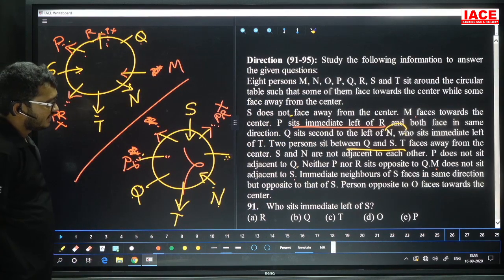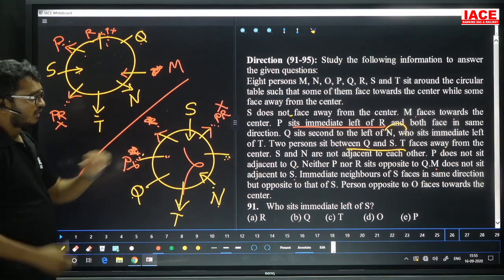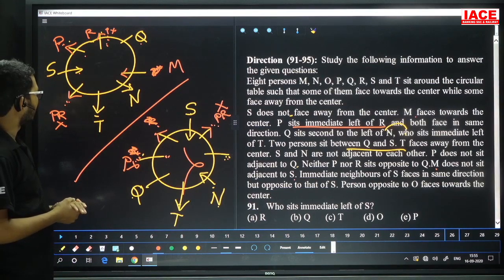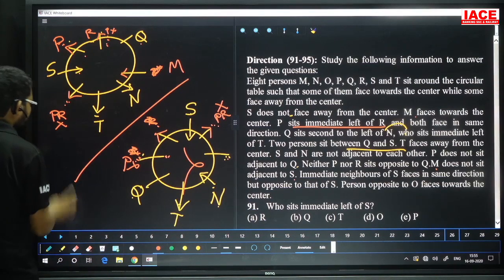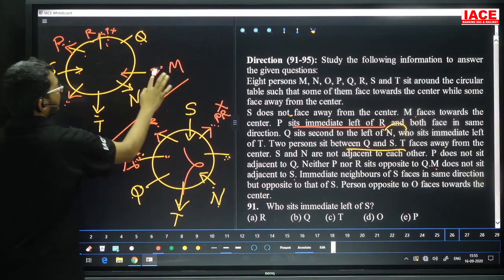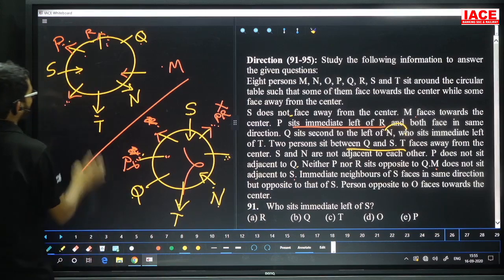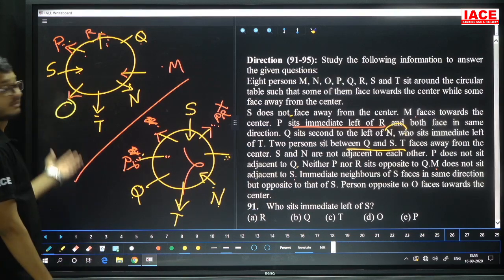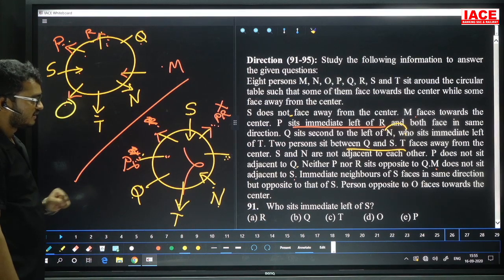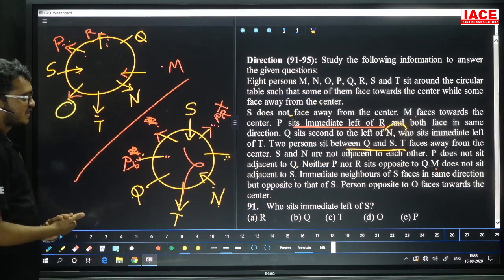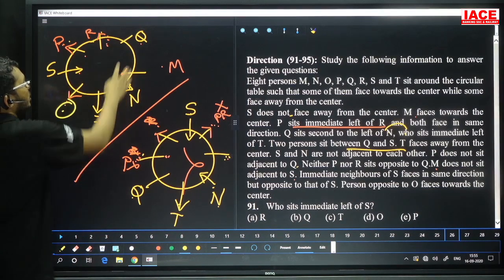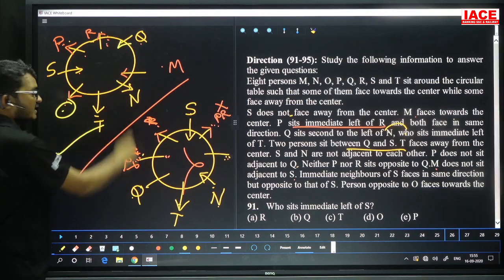Next point is what? The person opposite to O faces towards the center. Now the remaining person is what? Here O, and the remaining is what? This is the possibility for O. This is the only empty place. Now the person opposite to O faces towards the center. Opposite to O is Q. Q is facing towards the center. So this is the arrangement.